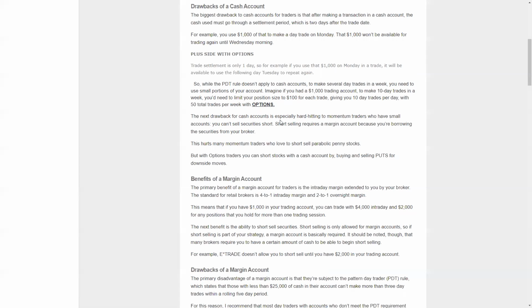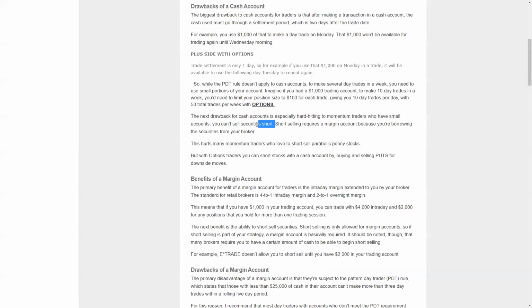Now, the next drawback for cash accounts, especially hard hitting to momentum traders who have small accounts: you can't sell securities short. So if you want to be a short seller and you're like, oh, I want to short all these stocks down, well, here's the problem that hurts people that want to short regular stock. With cash accounts you can't. That's the only drawback with it. But here's the plus side.